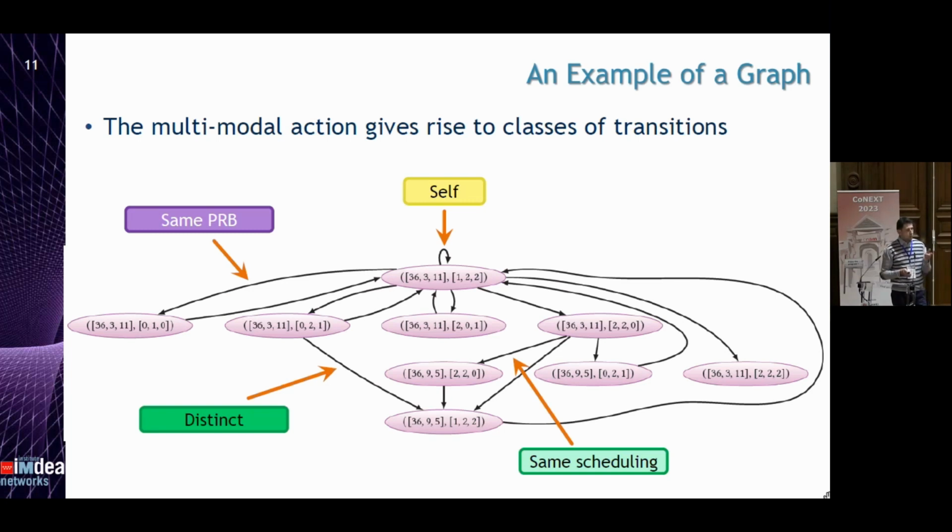Here, if we can analyze it well, basically there are different classes of actions. Actions that basically are self, because it's a node that goes into itself. There are actions that keep the same physical resource block allocation, just changing the scheduling policy in a given slice. There are actions that are the other way around, keeping the scheduling but changing the physical resource block allocation. And then there are distinct actions, where basically everything is changing.